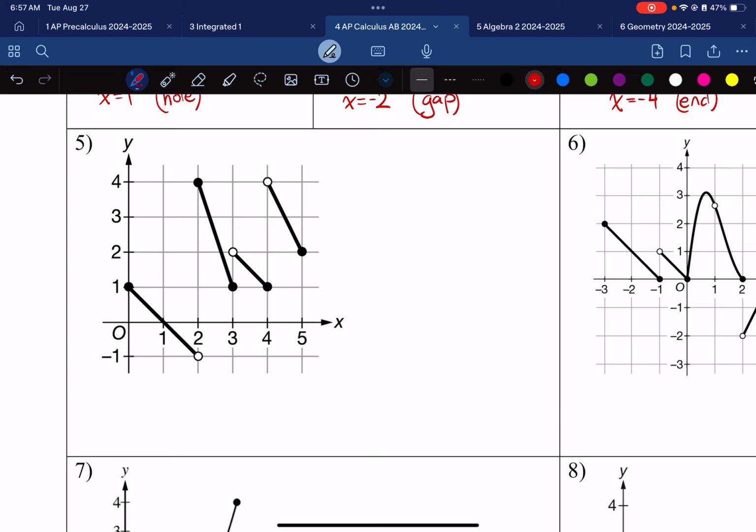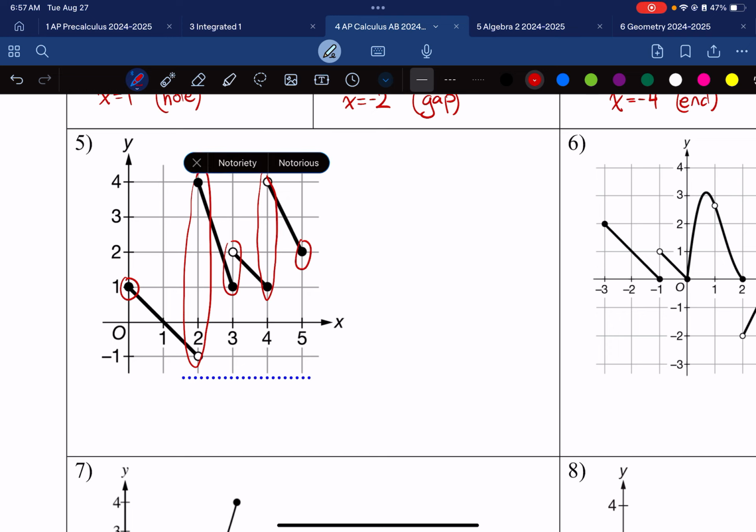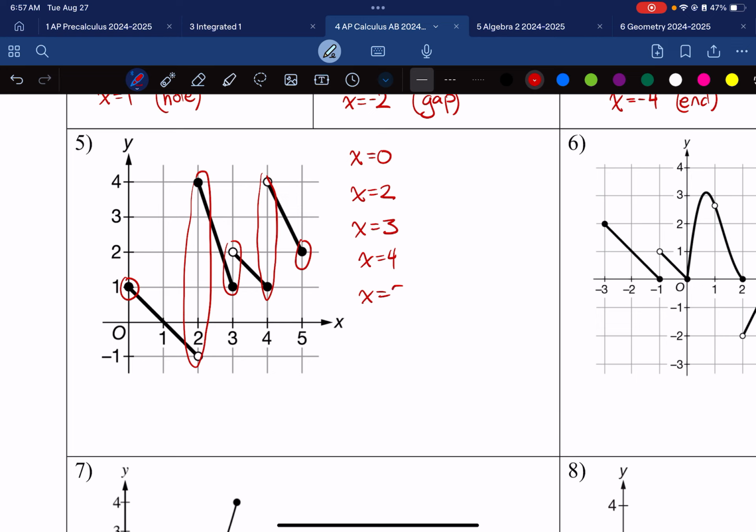All right, so I'm going to circle all the ones that I have to talk about. This is an end discontinuity. We have a jump discontinuity, or gap discontinuity, another gap discontinuity, another gap discontinuity, and then an end discontinuity. So it's literally almost every single point except for x equals 1. So you can say x is equal to 0, x is equal to 2, x is equal to 3, x is equal to 4, and x is equal to 5. Like literally all of these.